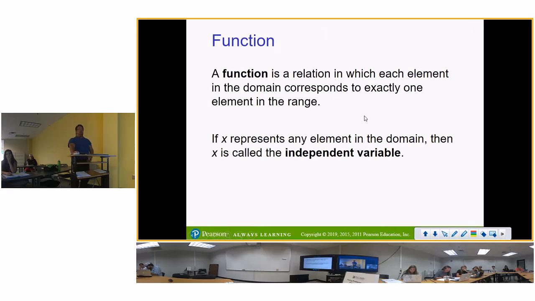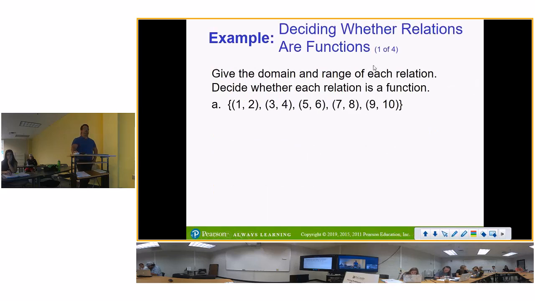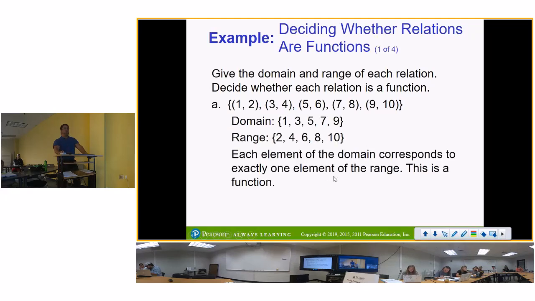We've already talked about that. We talked about independent and dependent. Give the domain and range of each relation. That's points. So you're going to give from 1, 3. The domain is 1, 3, 5, 7, 9. Range is what? 2, 4, 6, 8, 10. Exactly. That's good for your knowledge, but I do not put those on the test.